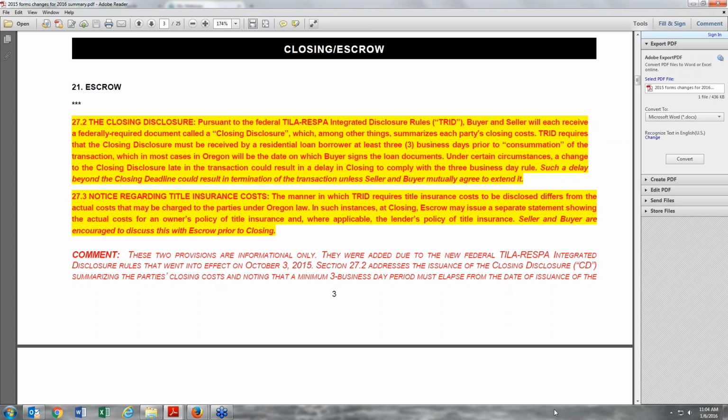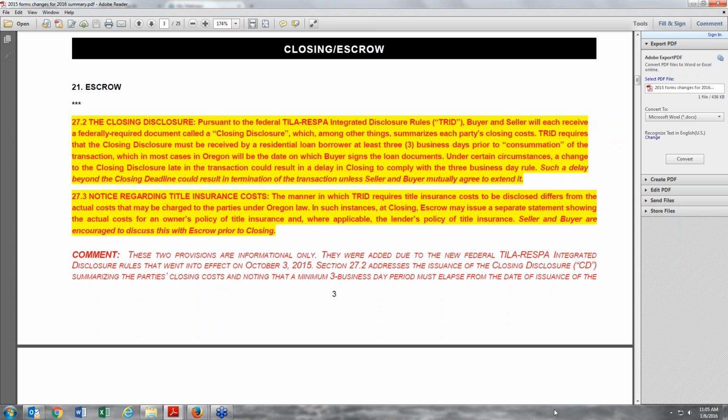So what we have in section 27.2 is a statement that pursuant to TRID, the buyer and seller will each receive a federally required document called a closing disclosure, which among other things summarizes each party's closing costs. We go on to say that TRID requires that the closing disclosure must be received by a residential loan borrower at least 3 business days prior to consummation of the transaction. And this is all new. If the closing disclosure is delivered within 3 business days of the closing date, then the closing date has to be pushed off. So that's a big deal.